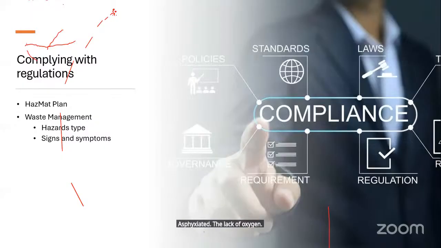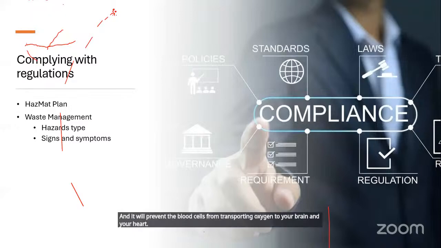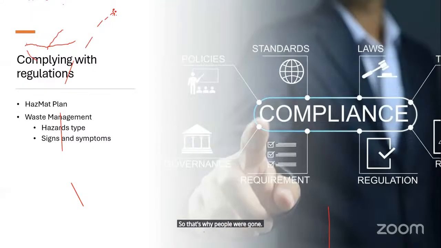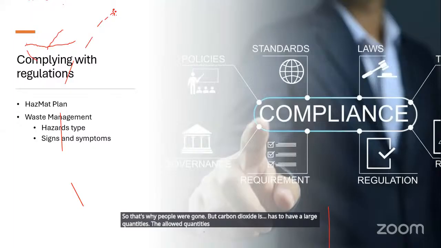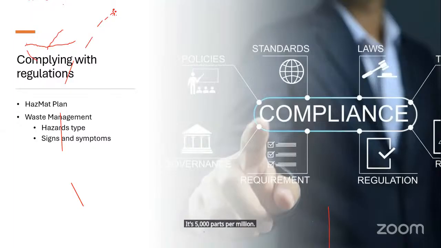On the other hand, carbon monoxide is very toxic. Even in very small quantities, it can attach to your blood cells and prevent them from transporting oxygen to your brain and your heart. That's why people will die. But carbon dioxide has to be in large quantities. The allowed quantity of CO2 is 5,000 parts per million. The allowed for CO, carbon monoxide, is only 5 parts per million.